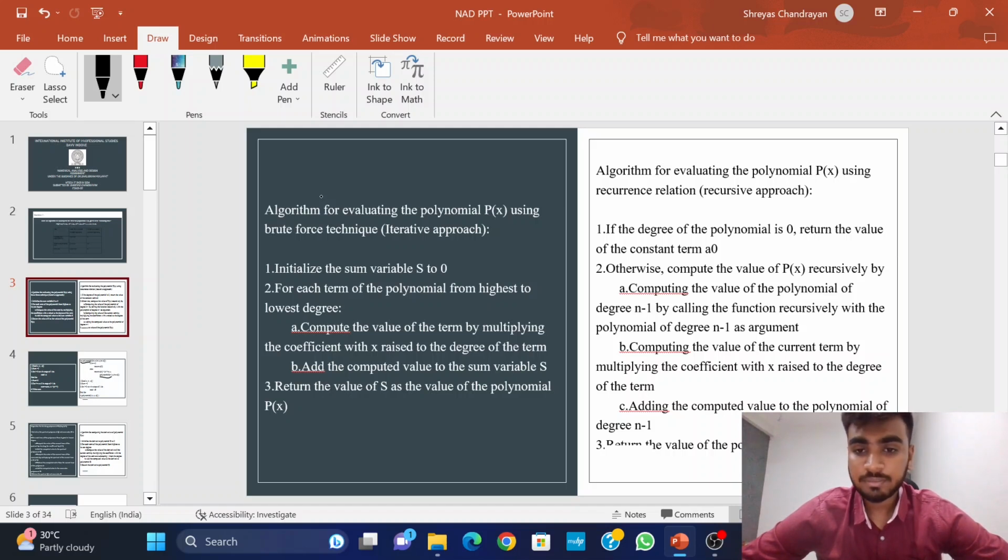Here's the algorithm for evaluating the polynomial P(x) using a recurrence relation, which is also known as the recursive approach. If the degree of the polynomial is 0, then return the value of the constant term a0. Otherwise, compute the value of P(x) recursively by computing the value of the polynomial of degree n minus 1 by calling the function recursively with the polynomial of degree n minus 1 as argument. Compute the value of the current term by multiplying the coefficient with x raised to the degree of the term. Then add the computed value to the polynomial of degree n minus 1, and return the value of polynomial P(x).